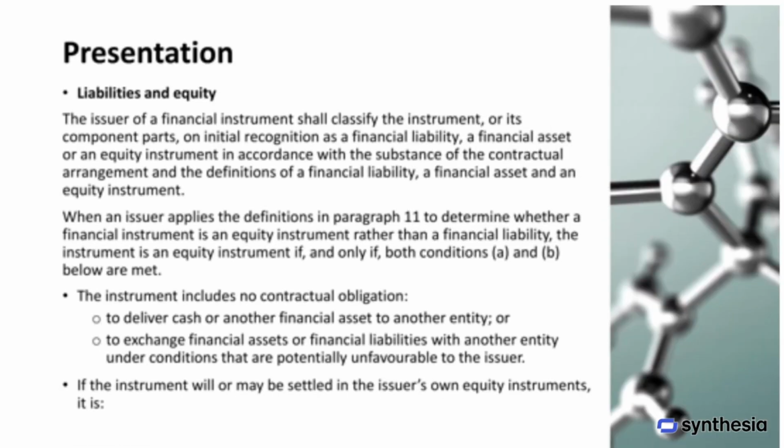When a financial instrument is issued, the issuer must classify it at the time of initial recognition as either a financial liability, a financial asset, or an equity instrument. This classification is based on the substance of the contractual arrangement and the definitions of these terms. To determine whether an instrument is equity rather than a liability, the instrument must meet specific conditions. It should not create any contractual obligation to deliver cash or another financial asset, nor require the exchange of financial assets or liabilities under potentially unfavorable conditions. If the instrument may be settled using the issuer's own equity instruments, it can then be classified as an equity instrument.